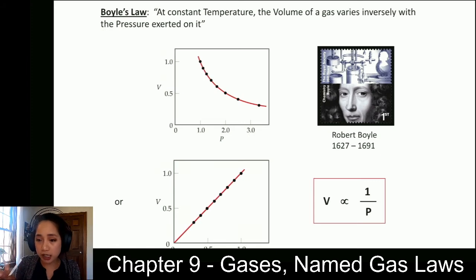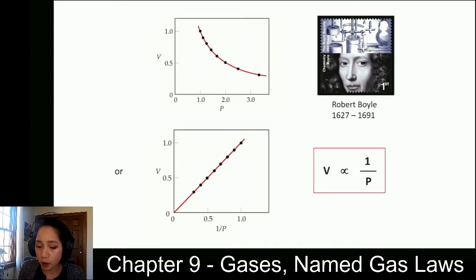And these changes that we're doing are changes to one sample. So I'll explain that in a little bit. But so Boyle's law states that at a constant temperature, so temperature staying constant, volume of a gas varies inversely with the pressure exerted on it. So these two graphs demonstrate volume being inversely proportional to pressure. And this relationship also dictates that volume is proportional to 1 over pressure, that they're inversely related to one another. Or you can think, as volume goes down, then pressure will go up.